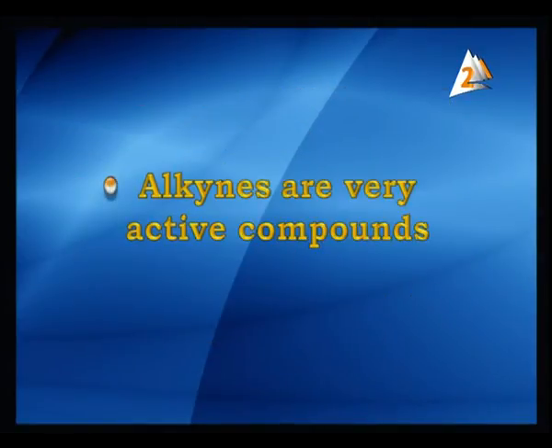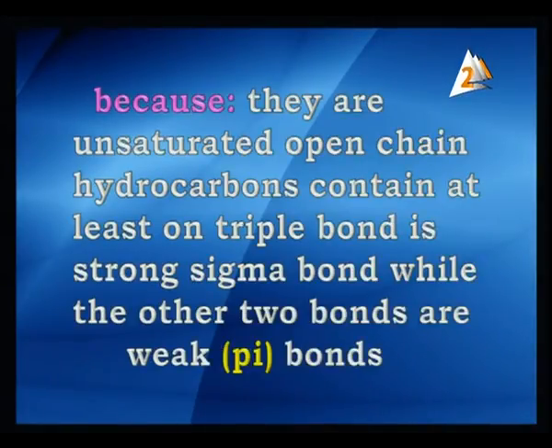After that, we have alkynes are very active compounds. Alkyne is a very active compound due to the bond between its carbons. Because it is an unsaturated open chain hydrocarbon that contains at least one triple bond. We have 2 pi bonds and 1 sigma bond. The triple bond contains the strongest sigma bond, while the other two are pi bonds. They are very weak and easily undergo breaking and substitution reactions.